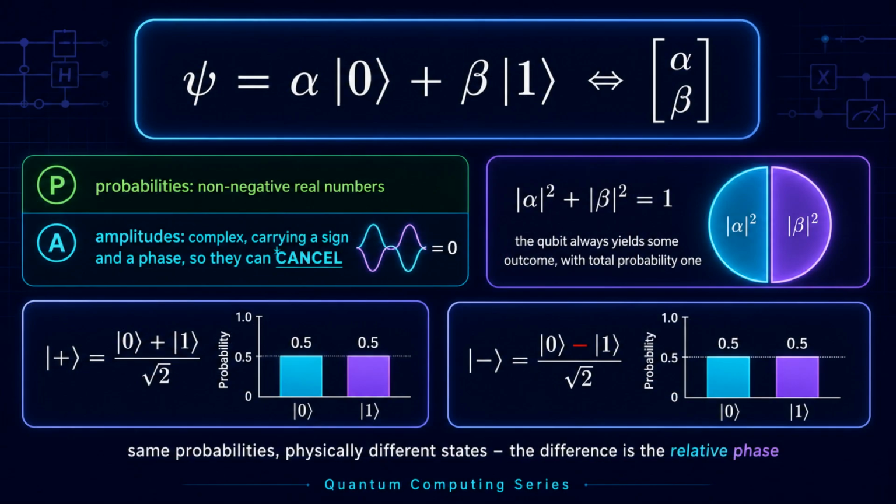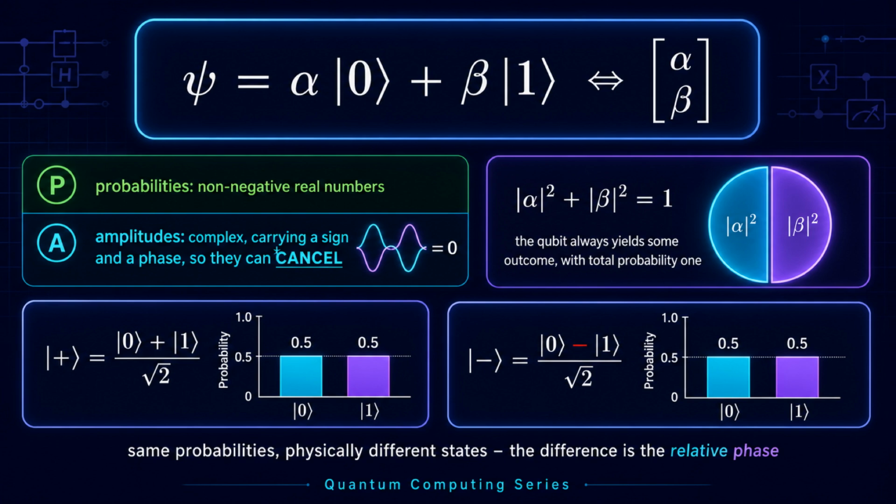The essential departure from classical bits is that a qubit may occupy any superposition of the two basis states, alpha times ket 0 plus beta times ket 1. Alpha and beta are complex numbers called probability amplitudes. They are not probabilities. Probabilities are non-negative real numbers, while amplitudes carry a sign and a phase, and that is precisely what allows them to cancel. Normalization requires that the absolute value of alpha squared plus the absolute value of beta squared equals 1.